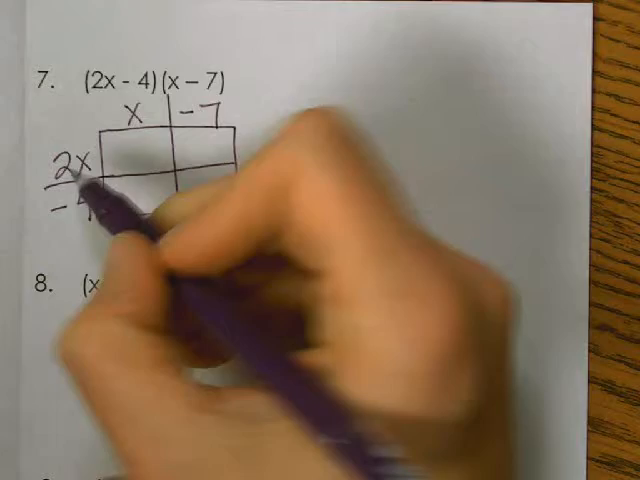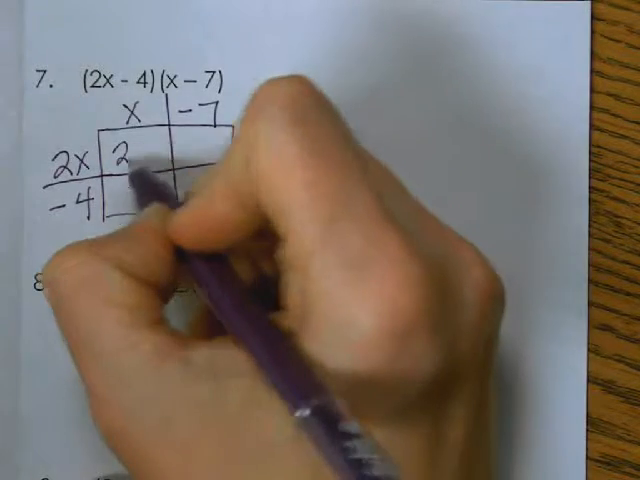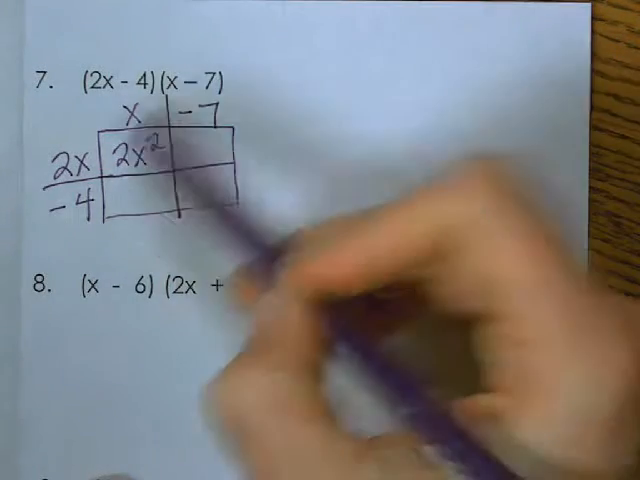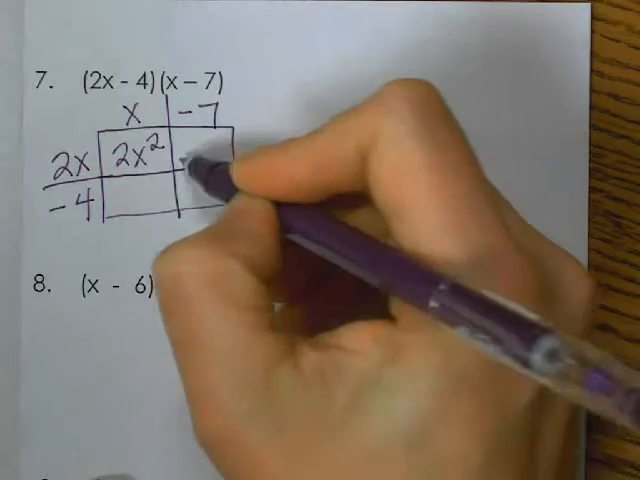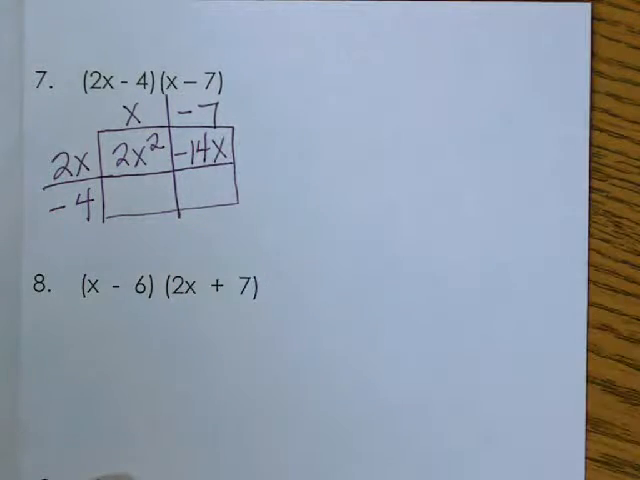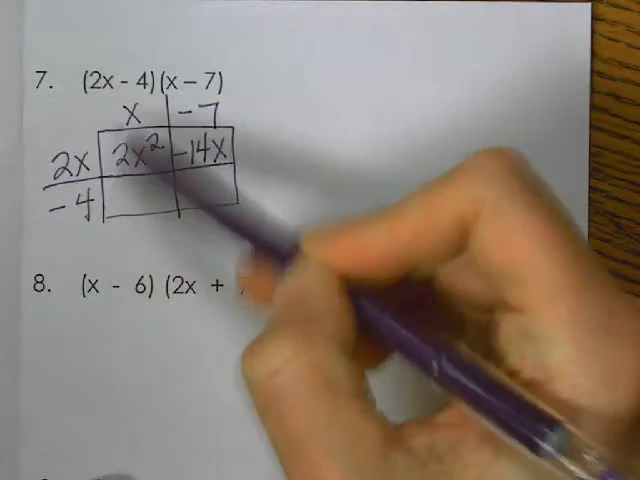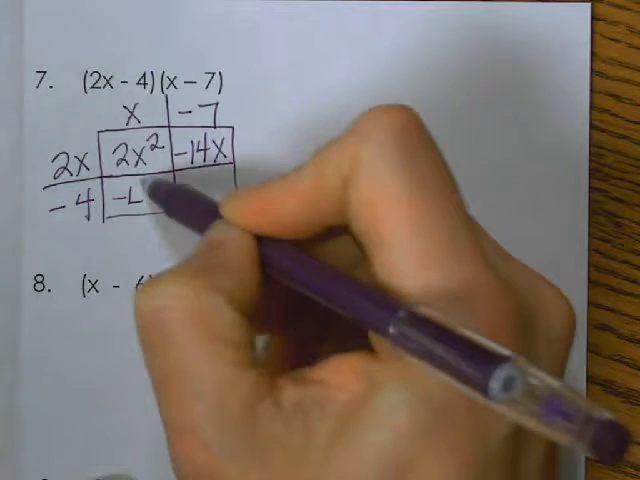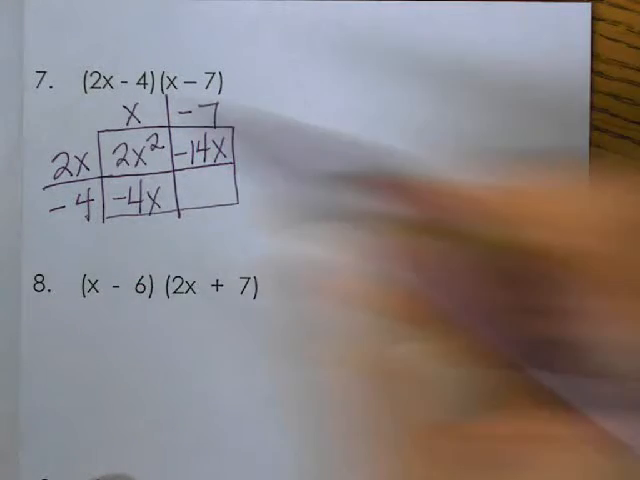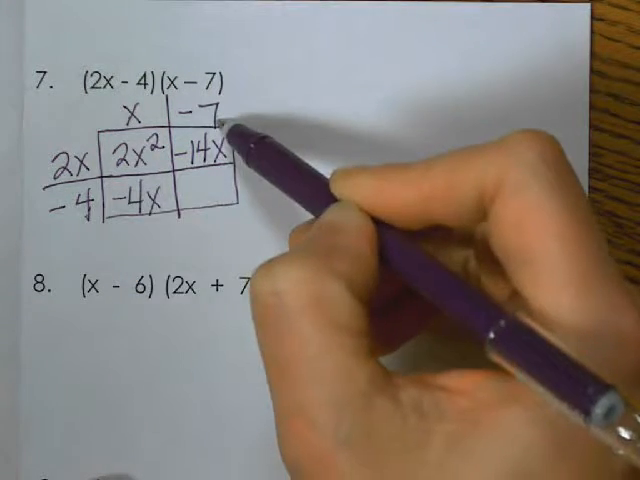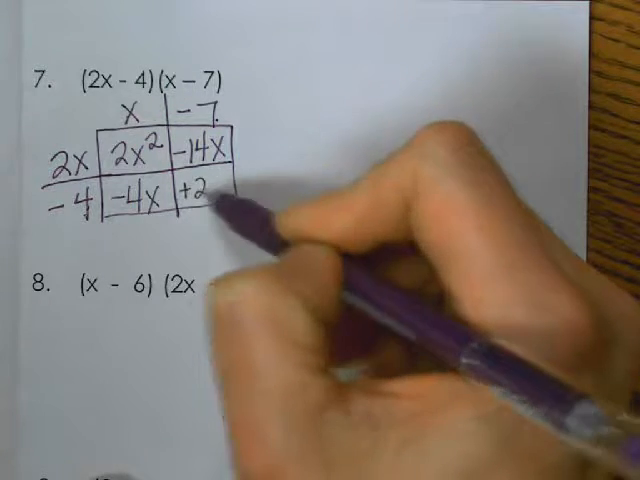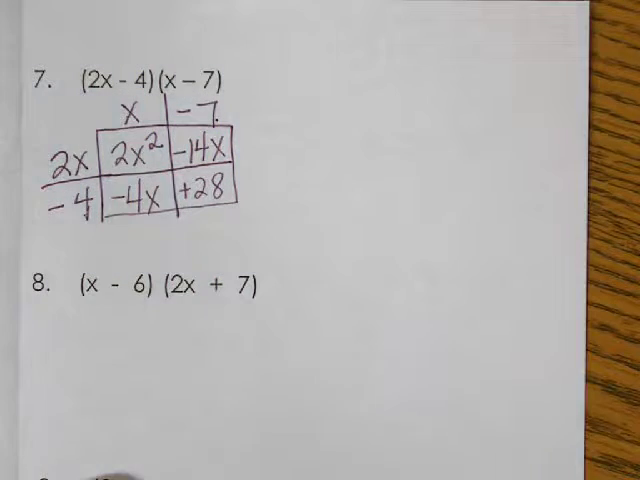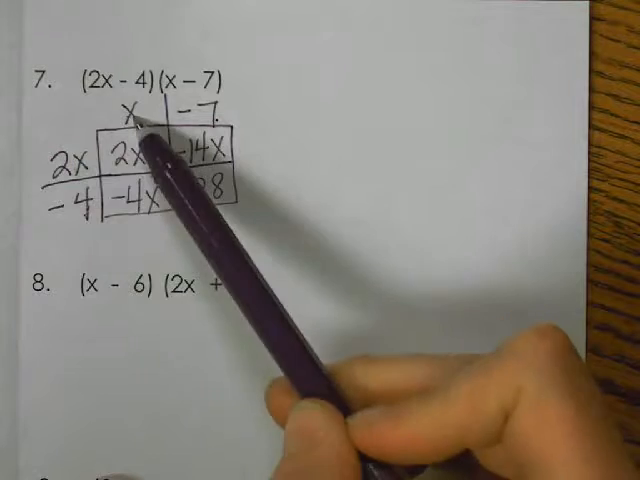Now you just multiply. 2x times x is 2x squared. 2x times negative 7 is negative 14x. Negative 4 times x is negative 4x. And negative 4 times negative 7 is positive 28. So just like in science, you do everything.